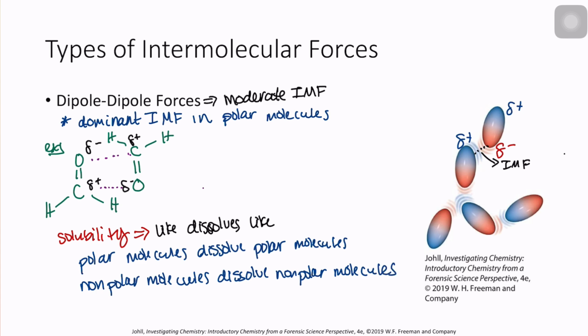So London dispersion forces are your weakest IMFs. Dipole-dipoles are your moderate IMFs. They're found in polar molecules. They're the dominant IMF in polar molecules. And just to be clear, polar molecules also contain London dispersion forces because those are the default force. However, the dominant IMF holding the two molecules together is the dipole-dipole force.